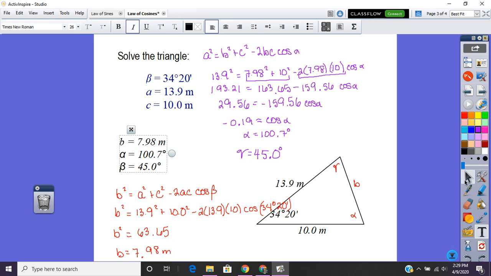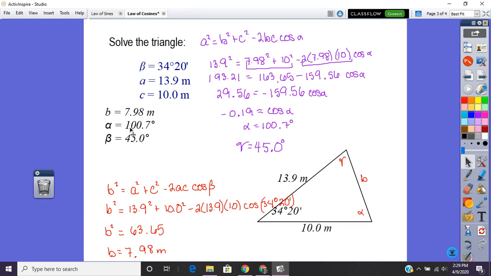So it's really important to make sure you put labels on things, but this right here is going to be my answer. Once again, like I said, if you're using law of cosines, you don't have to worry about two triangles. You will only ever get either no triangles or one triangle.